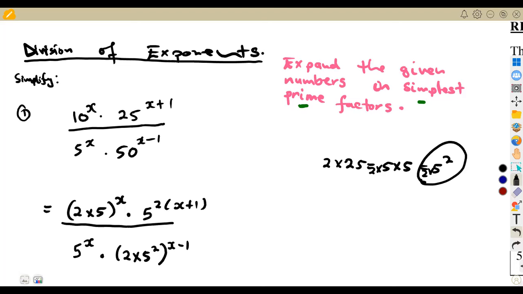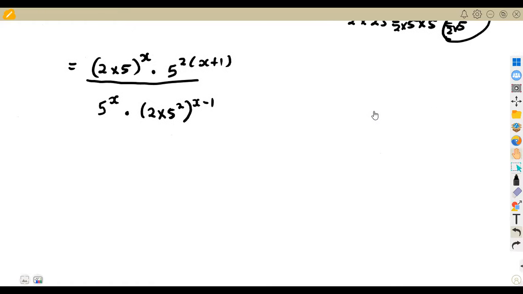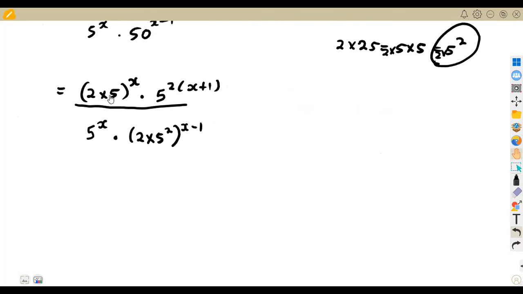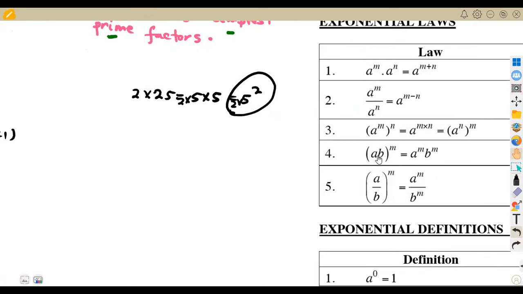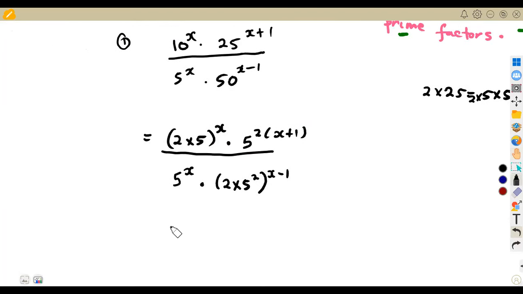So if these numbers are in simplest prime factors like this, it allows us to notice the same bases. So here we are back to that law. Whenever there's an exponent, 2 times 5 to the exponent of x, we are back to this law: a times b to the exponent of m, every term is going to be raised to the exponent of m. That is a to the exponent of m, b to the exponent of m. So this is what we have on this part of 2 times 5 to the exponent of x.